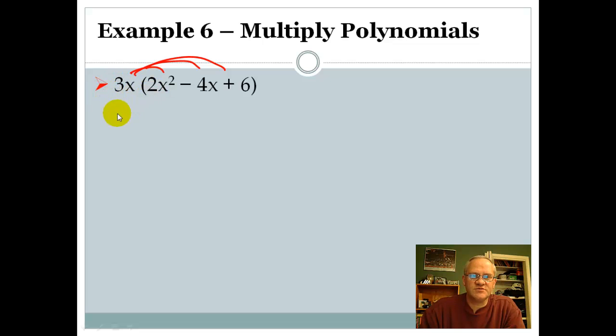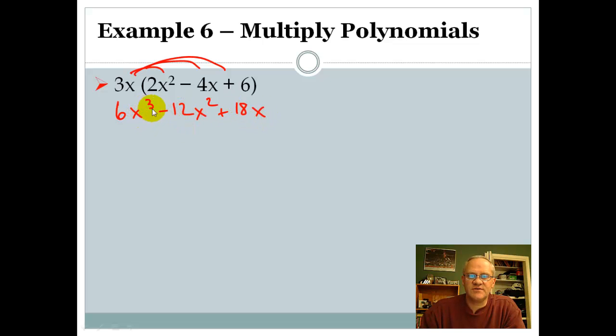So I've got 3 times 2 is 6x to the third. Remember, when we're multiplying, we add 2 plus 1. 3 times the negative 4 is negative 12. X times x is x squared. 3 times 6 is 18. And you also have the x there.